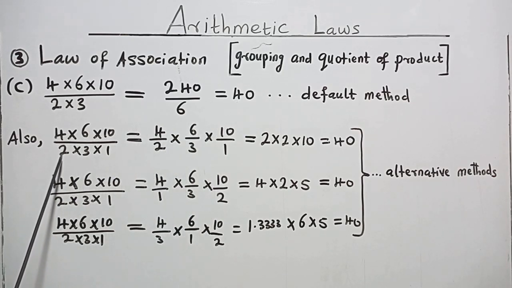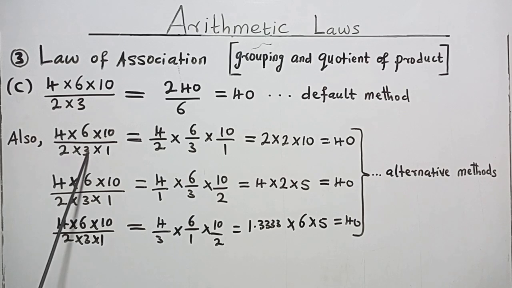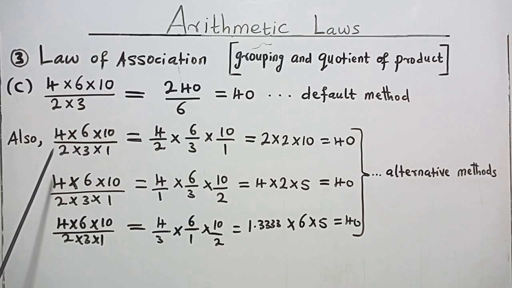Is it compulsory that the first should divide the first, the second divide the second, and the third the third? Let us find out. This time around, let these 2 not divide 4. Instead, let 2 divide this 10. Let these 3 still divide the 6, but let 1 divide 4. That means we have exchanged the numbers in the divisor.